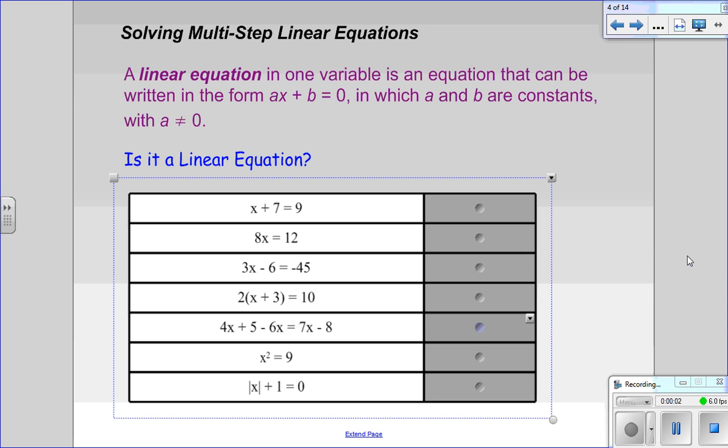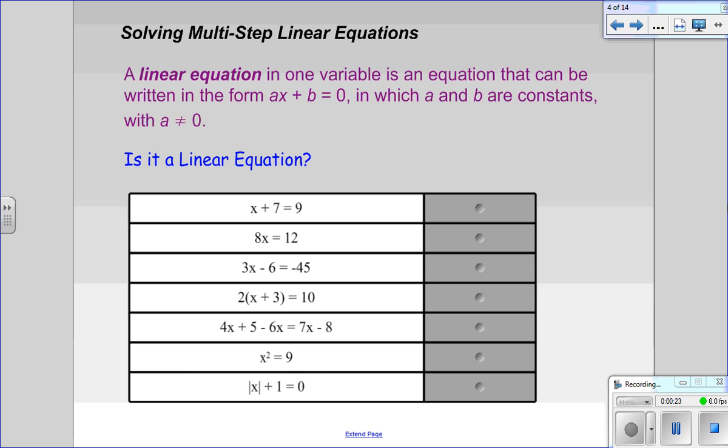A linear equation in one variable is an equation that can be written in the form ax plus b equals 0, in which a and b are constants, with a not equaling 0. Look at the examples below. Are each of these linear equations?